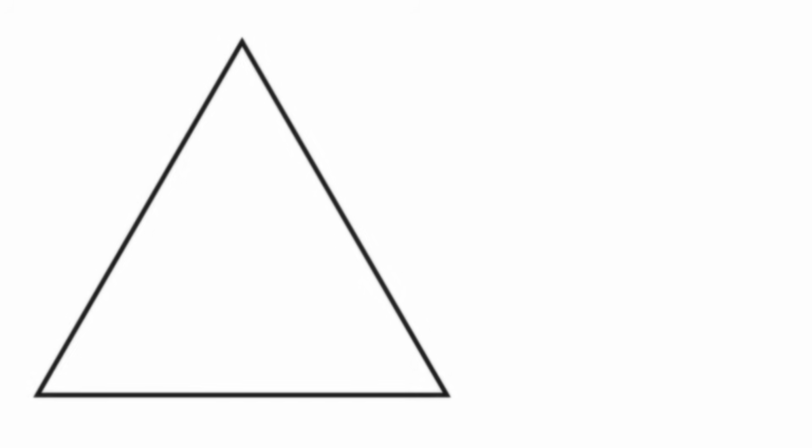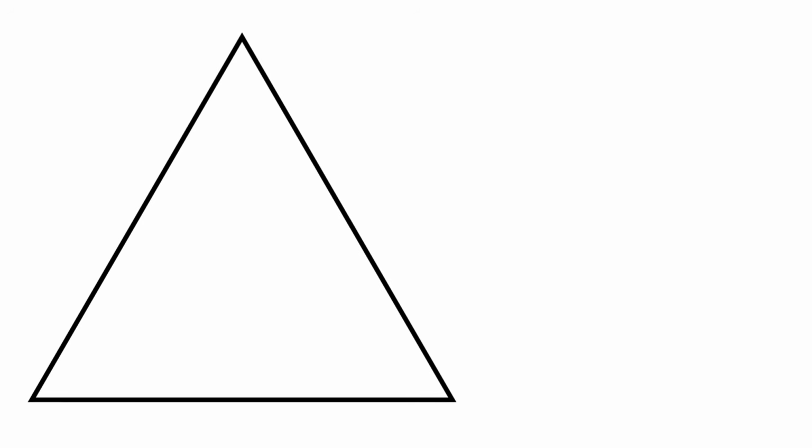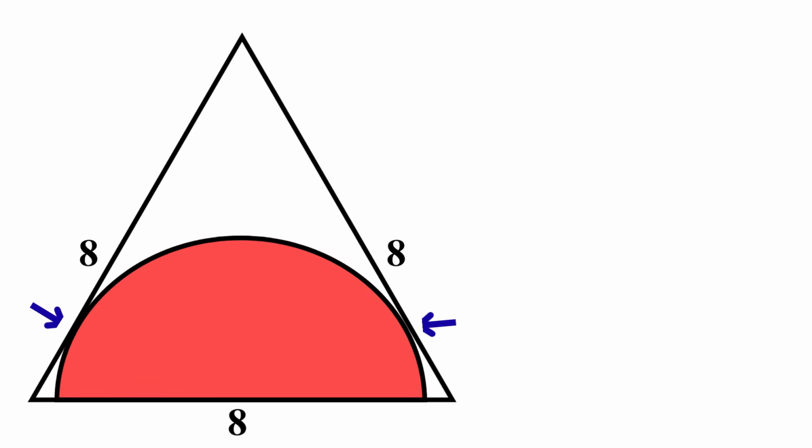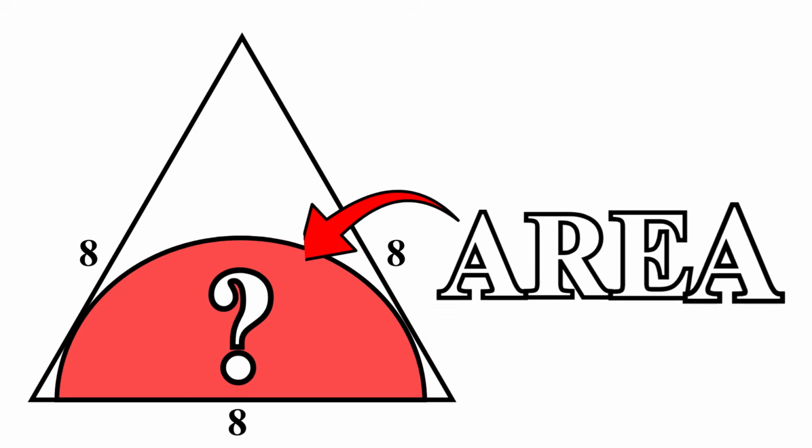Today we have an equilateral triangle whose sides are all equal to 8 units. Now, inside the triangle, there is a semicircle in such a way that the flat side of the semicircle lies exactly along the base of the triangle, and the curved part of the semicircle touches both the sides of the triangle. Okay, our goal is to find the area of the semicircle.